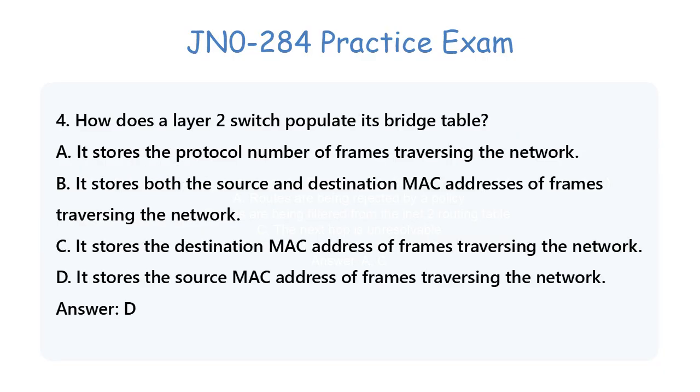4. How does a Layer 2 switch populate its bridge table? A. It stores the protocol number of frames traversing the network. B. It stores both the source and destination MAC addresses of frames traversing the network. C. It stores the destination MAC address of frames traversing the network. D. It stores the source MAC address of frames traversing the network. Answer: D.